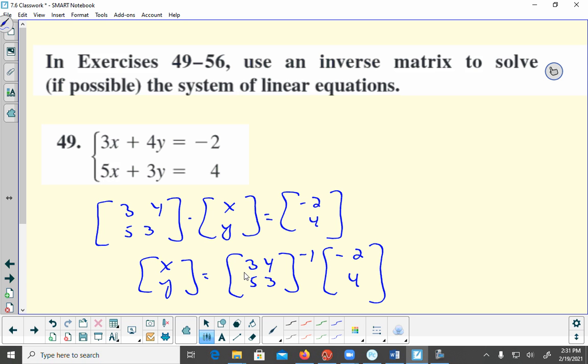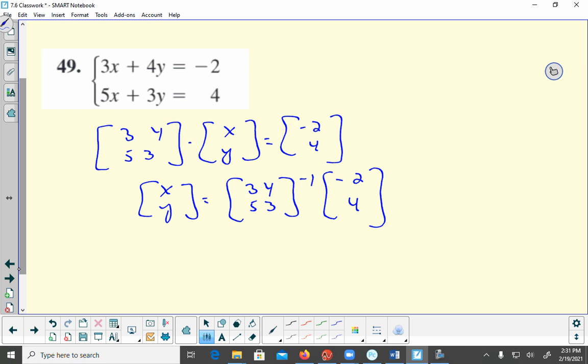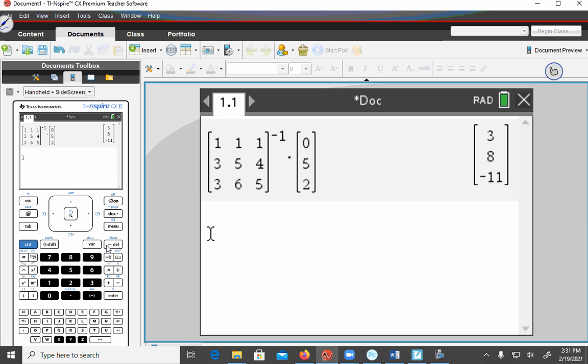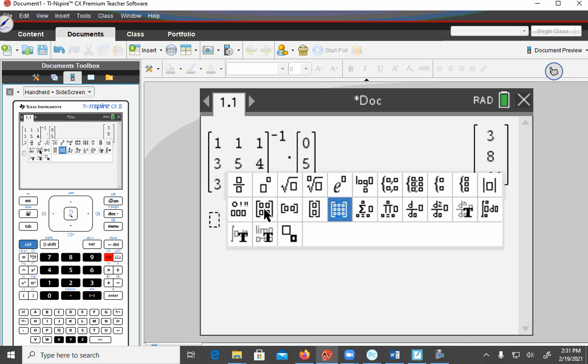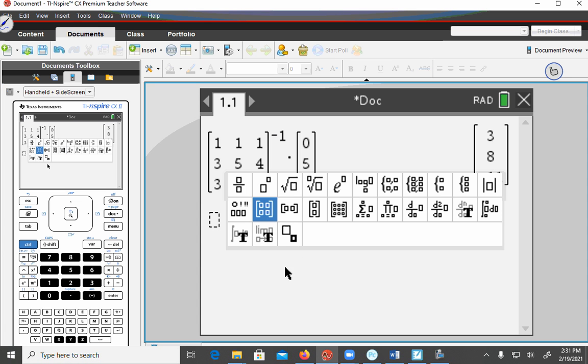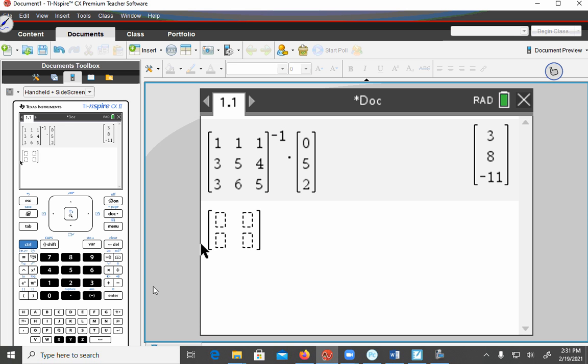Again, if it doesn't ask me for the inverse, I'm not going to take the time to actually write that down. I'm going to do this all on my calculator. So getting out my calculator, I am going to do the matrix here. You'll notice that this is a 2 by 2. I can use that because this is a 2 by 2. So I'm going to hit enter. And I am going to type in that matrix C, which is 3, 4, 5, 3.